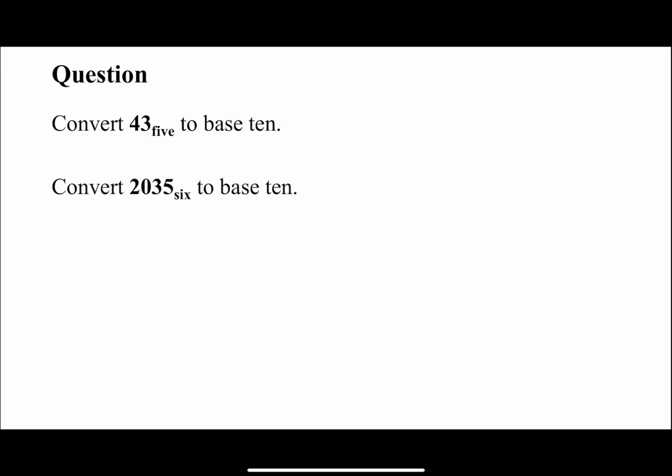Don't forget to follow those instructions. First of all, write down the place values. Write the place value of each digit, multiply each digit by its place value, and then add the results.